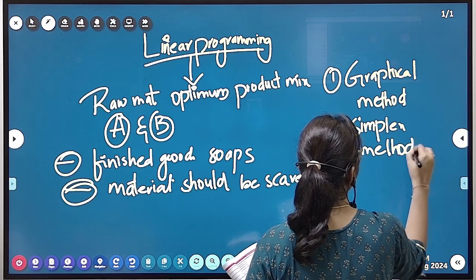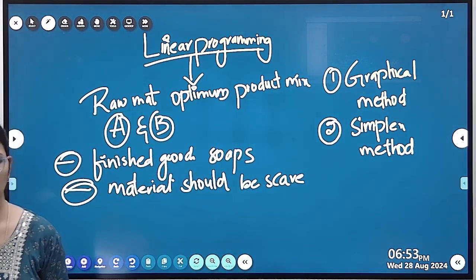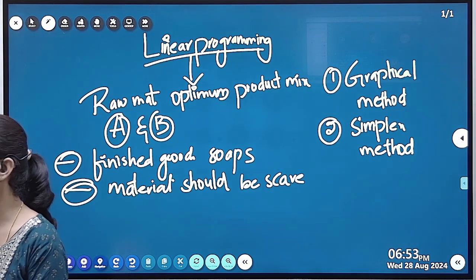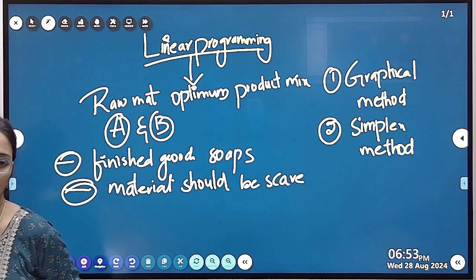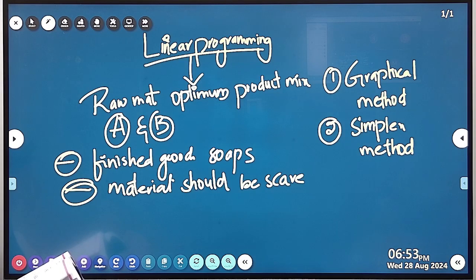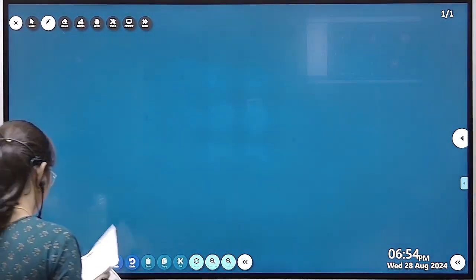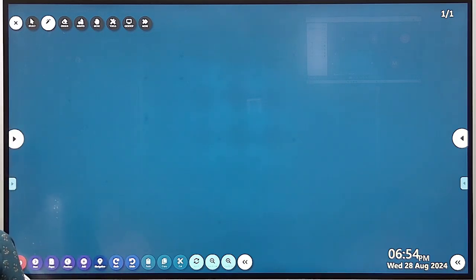In the graphical method, the word graphical denotes that graphs are used to do that problem. Simplex method is not that simple, the word denotes, okay. It takes much time to understand; it is somewhat tough. So let us do one question or one example. You must know what the question is asking.